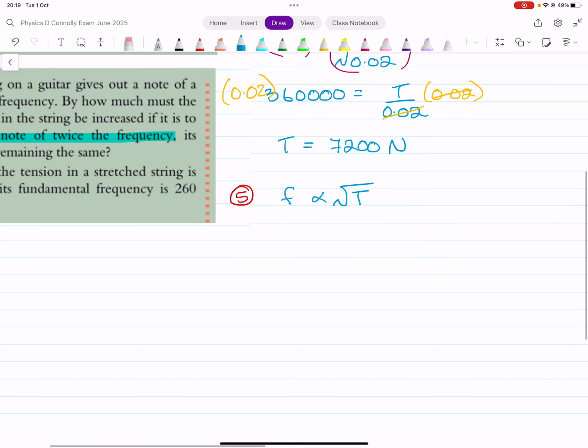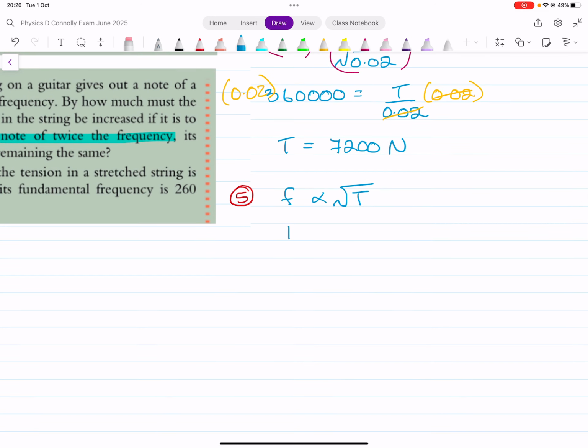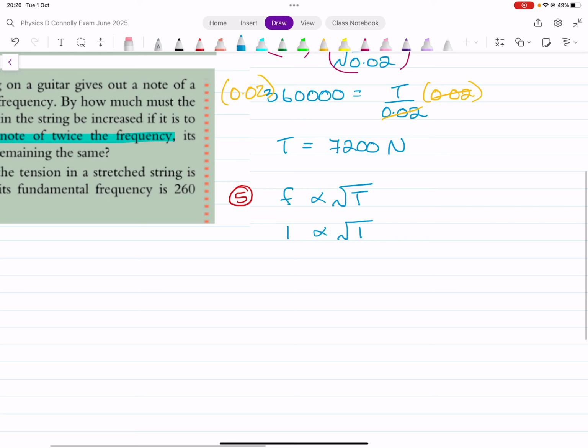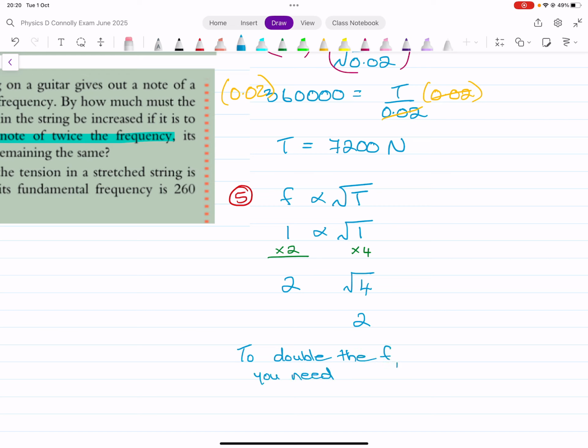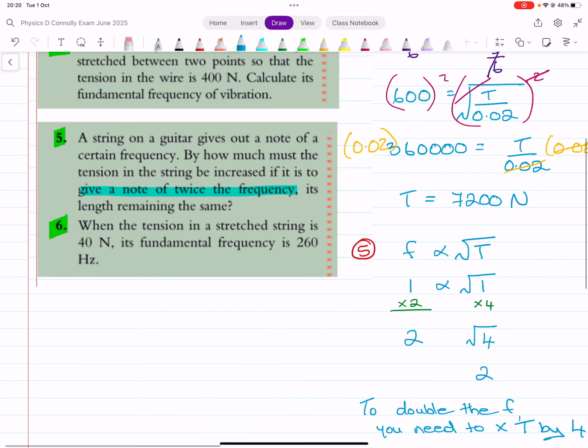Let's say the frequency is 1, something like that. If we want the frequency to double, doubling this brings me to 2. In order to get this to equal 2, we would have to multiply the tension by 4, because that would give us the square root of 4, and the square root of 4 is 2. So to double the frequency, you need to multiply the tension by 4. That's because of that square root relationship.